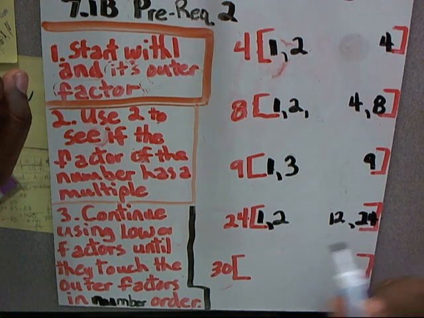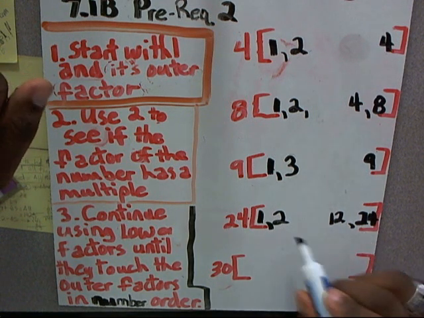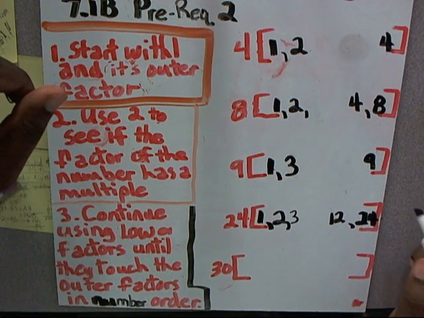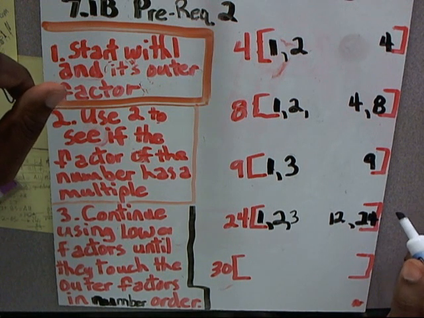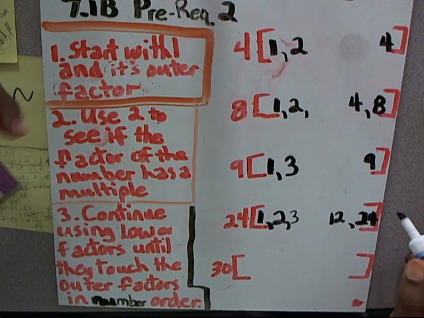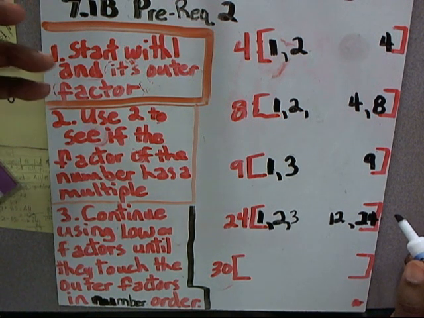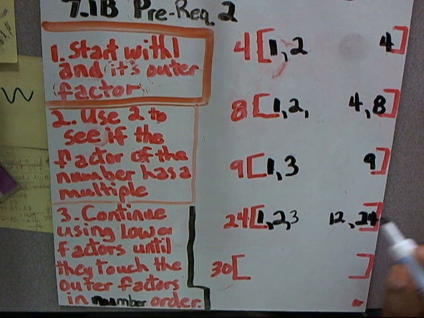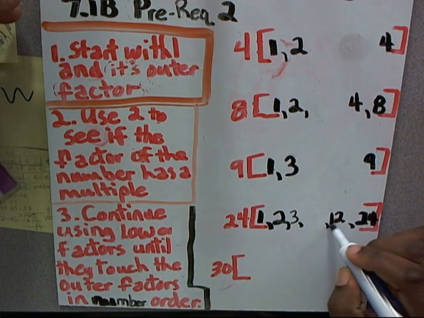So 2 goes into 12. What about 3? Will 3 go into 24? Yes, it does, because we know that 3, 6, 9, 12, 15, 18, 21, 24. So we know that it goes into it 8 times. So we'll put an 8.